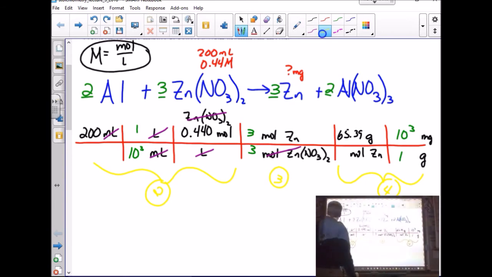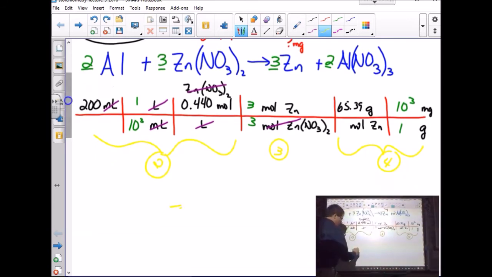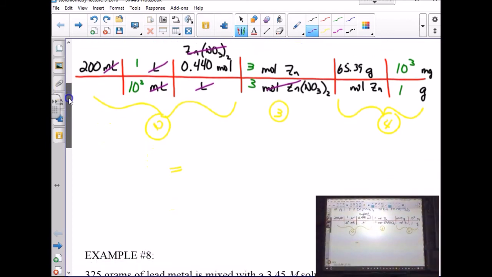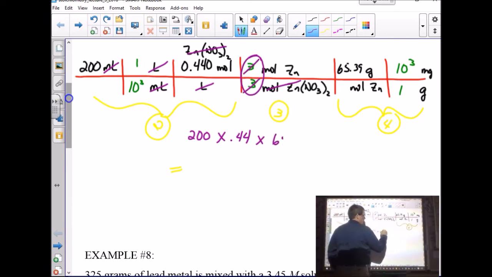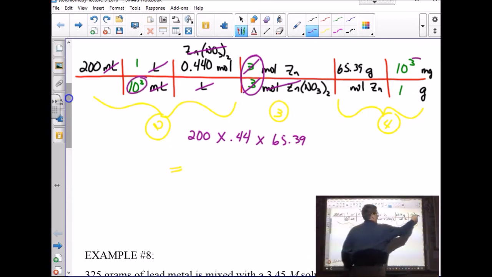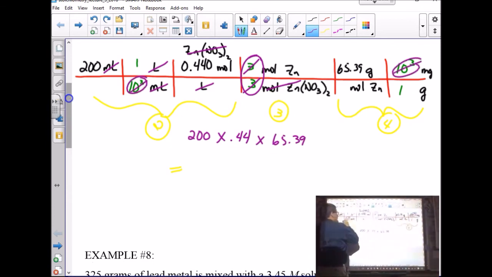And make sure your calculator can get the right answer here. And if you needed to type this in, I would say 200 times 0.44. And these really don't change, so I'm not going to type that in. Times 65.39. I have 1,000 here and 1,000 here, so I'm not going to type that in either. So really, that's it.